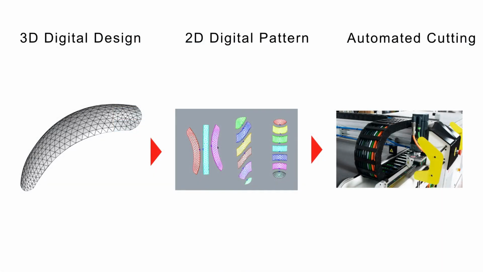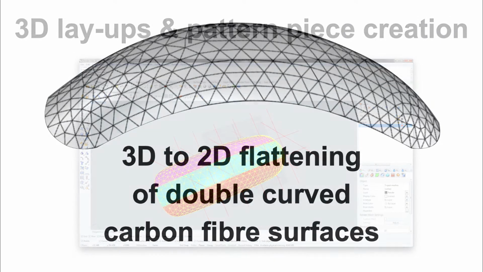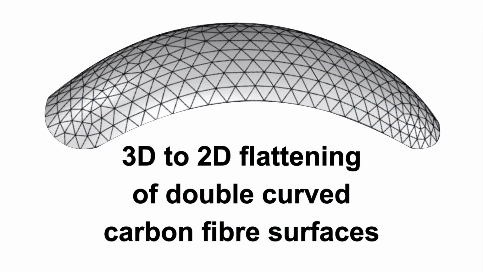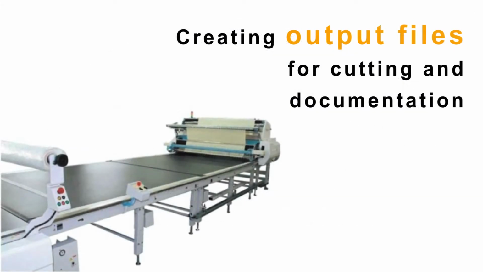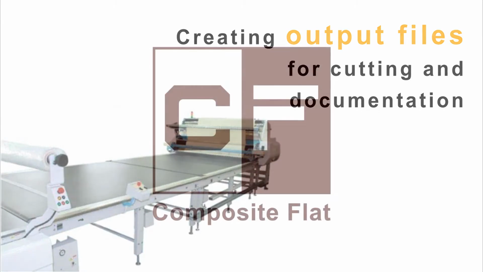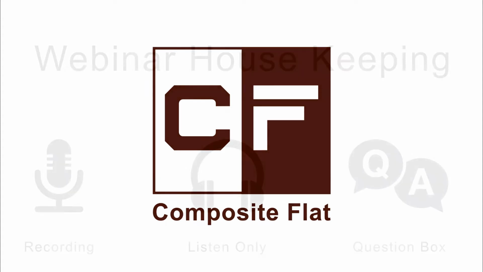In this webinar, you will learn the full 3D to 2D digital pattern making workflow, including preparing 3D layups and pattern piece creation, 3D to 2D flattening of complex double curved surfaces, and creating output files for cutting and documentation. We will be showing this process with a new product called CompositeFlat. CompositeFlat has algorithms designed specifically for carbon fiber materials.